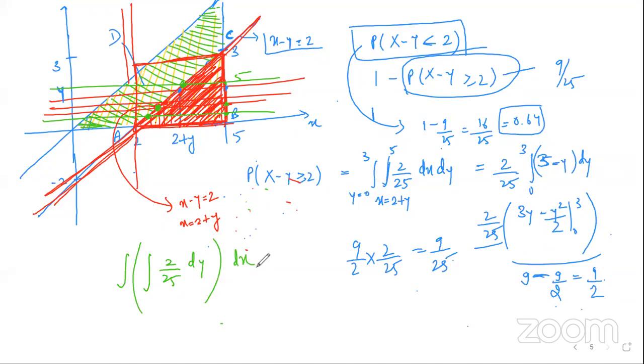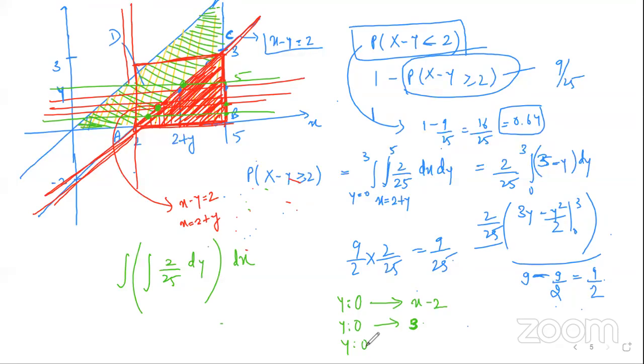So what should we take the lower limit of y as? Y will be 0. Tell me, what should be the lower limit? 0. And what should be the upper limit? 3. X minus 2. Anybody else? Who thinks something should be different? 0 to 3. Any other answer? 2 to 5.